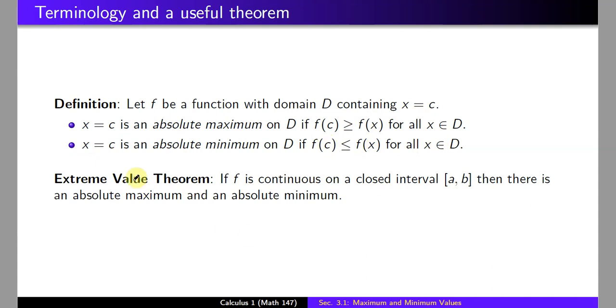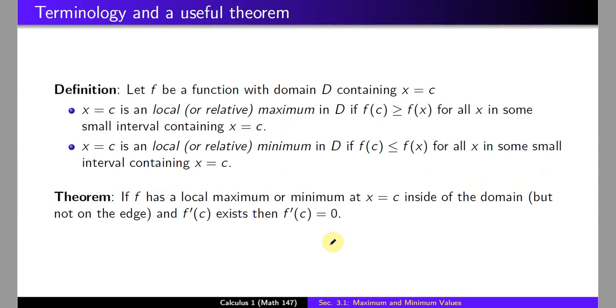The extreme value theorem talks about when we can expect to have an absolute maximum or minimum for a function. The conditions that we need to guarantee this is we need a continuous function and we need to be working over a closed interval. So we're looking at a continuous function on a closed interval. If we have those conditions, then we're guaranteed to have an absolute maximum and an absolute minimum.